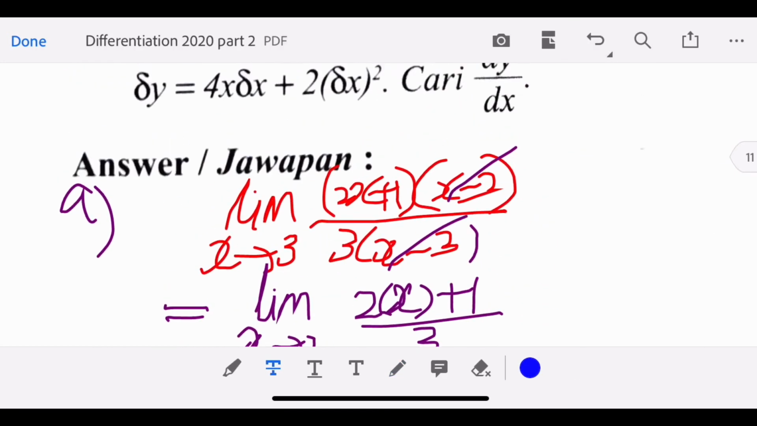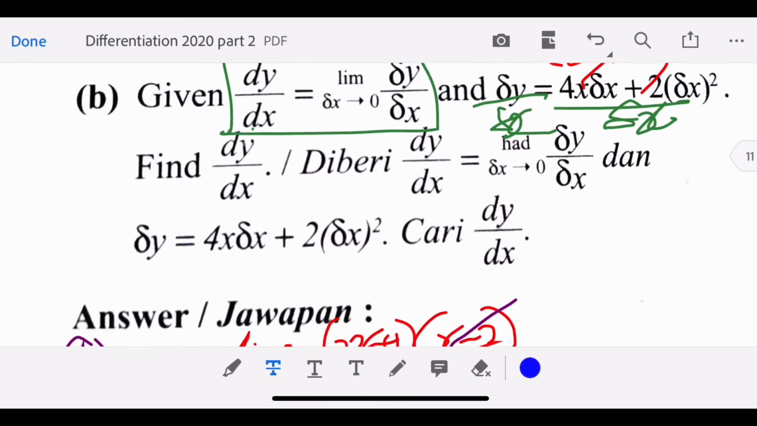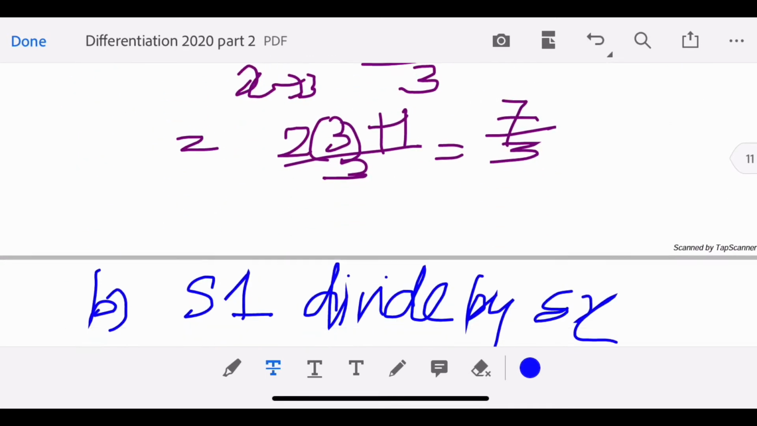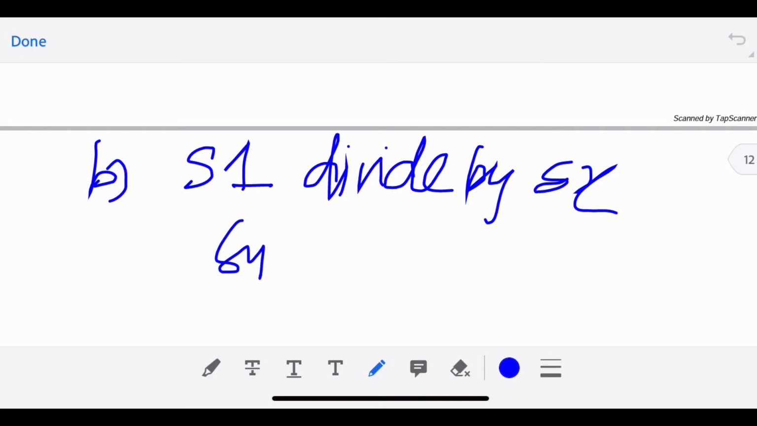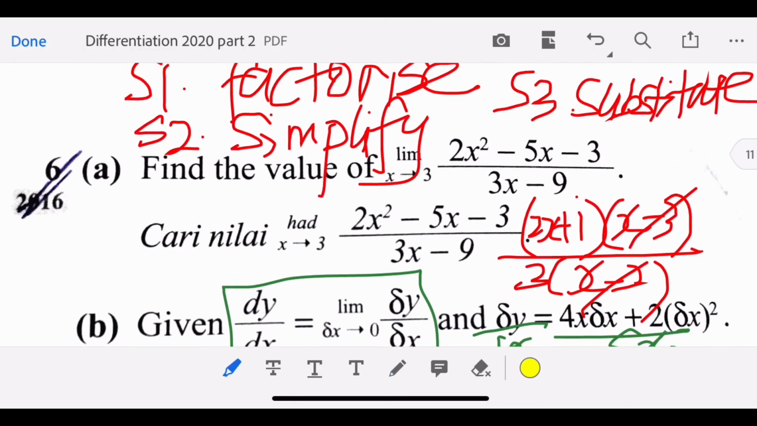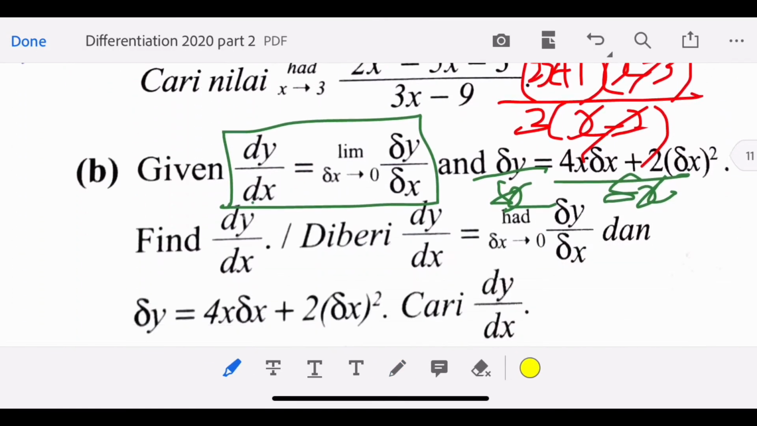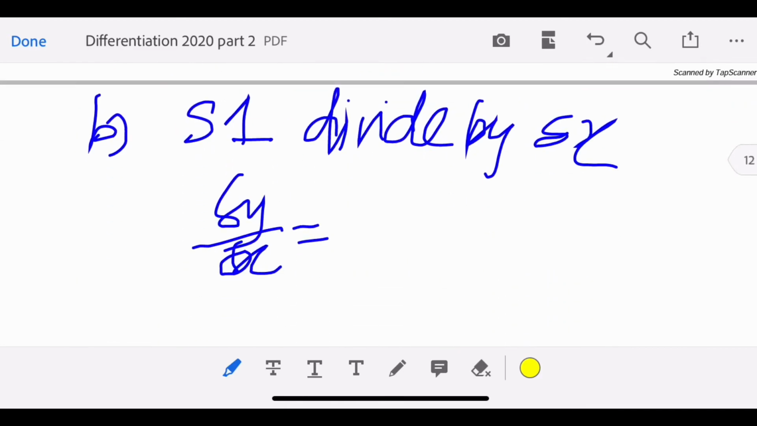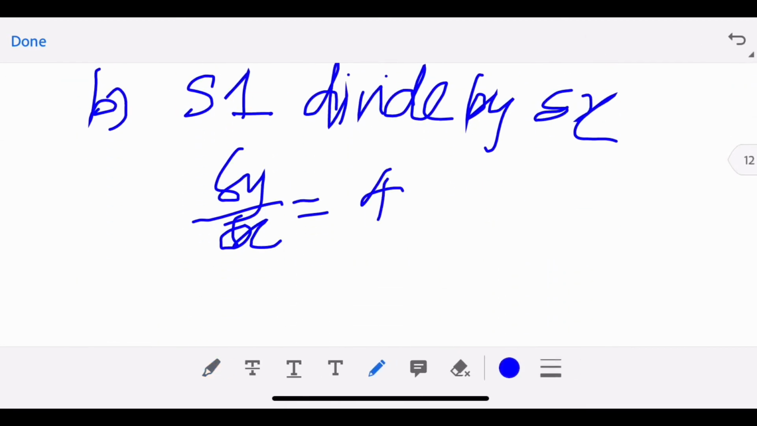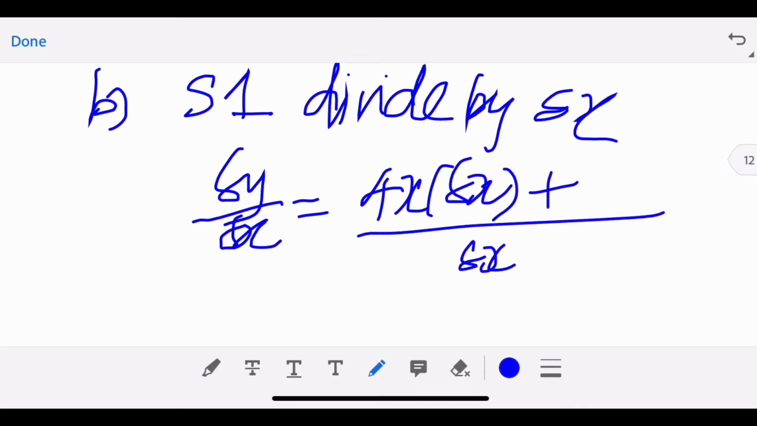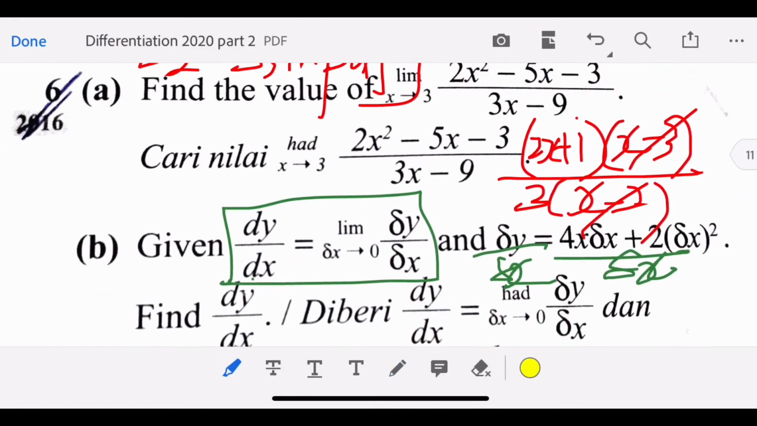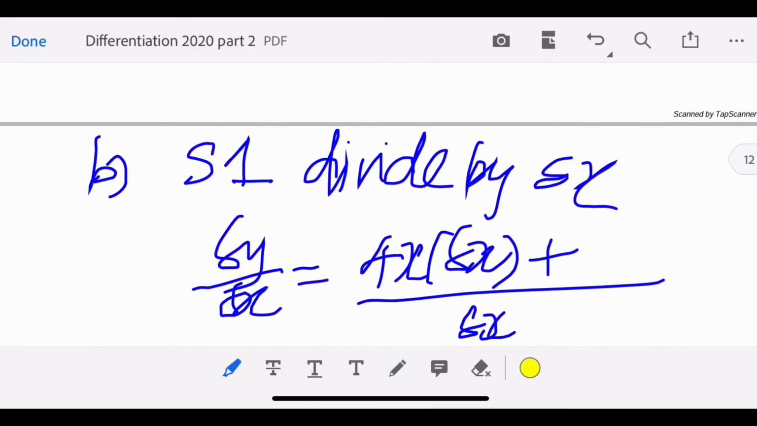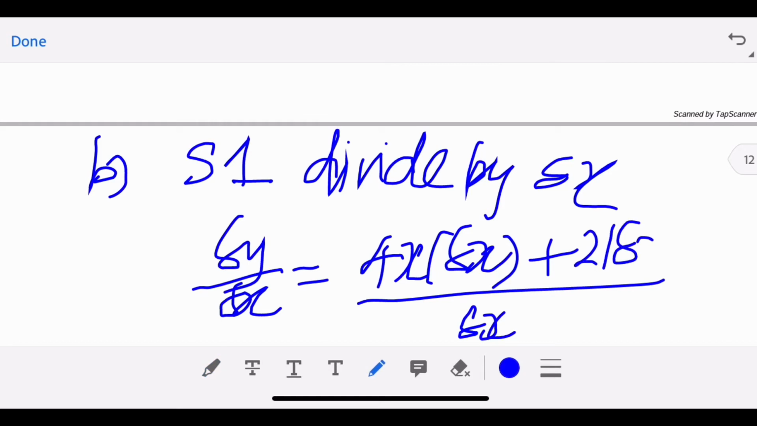After you divide by delta x, then you apply the limit. So now I'm going to divide. Let's see how I divide by delta x first. I will cancel out the delta x after I divide. So it will be 4x delta x over delta x, right? So 4x delta x, plus 2 delta x squared, right? Follow the question, delta x squared.